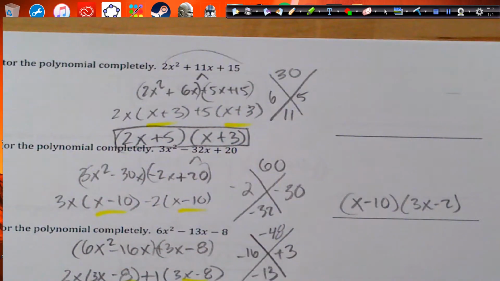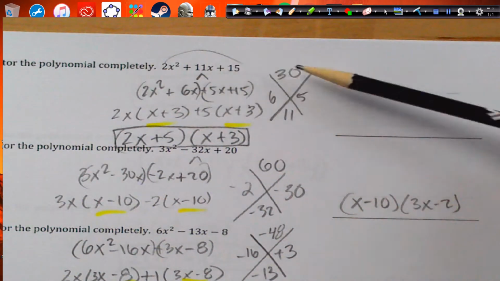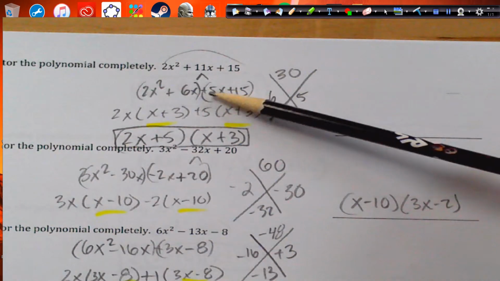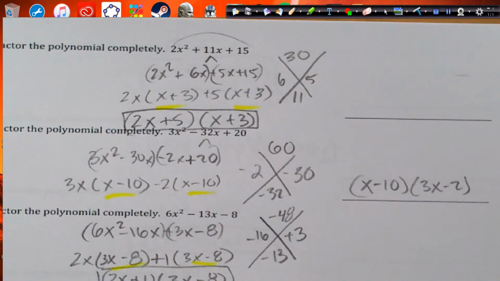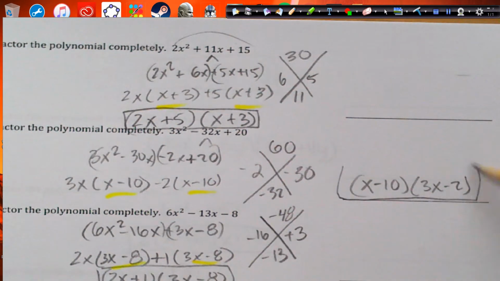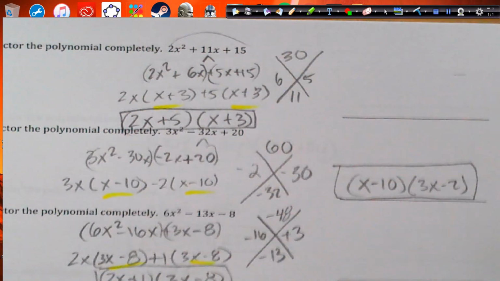The more difficult ones are when we have a problem with a number in the front. So we have 2 in the front, so the reason we got 30 up here is 2 times 15, and we broke it down to 6 and 5. A lot of people aren't breaking these down. Once you got that, then you're going into factor by grouping. Okay. And again, I'll go over this probably more in depth tomorrow, I just want to at least get these answers to you guys. Here's the answer over here, 3x minus 2 and x minus 10.